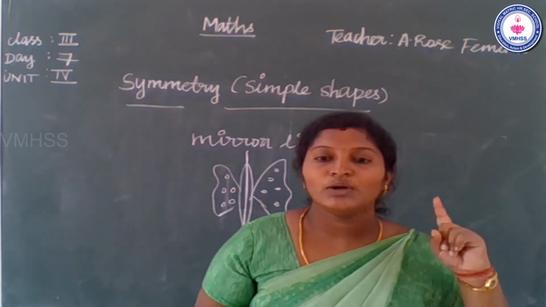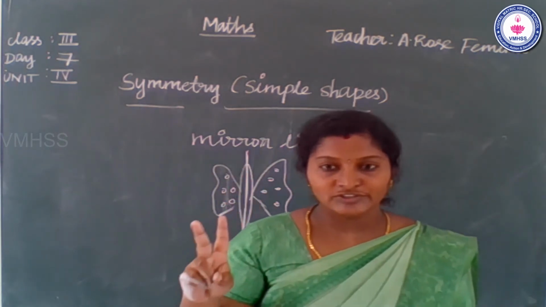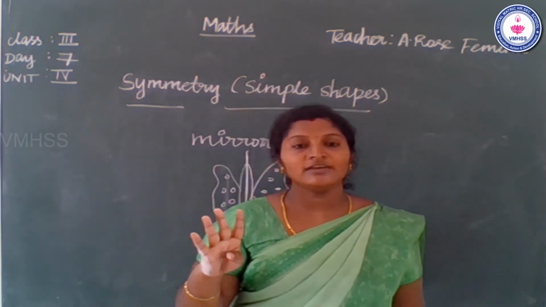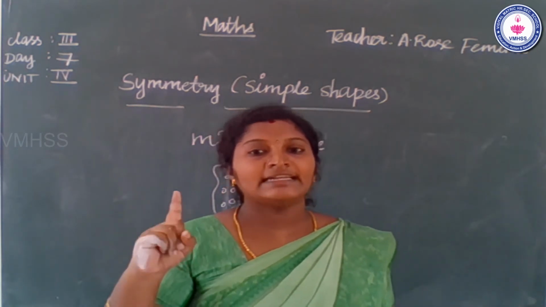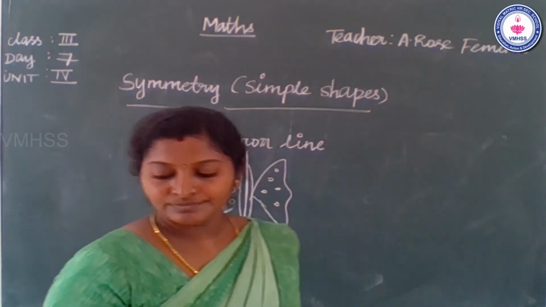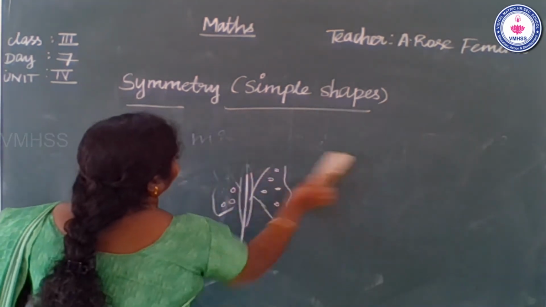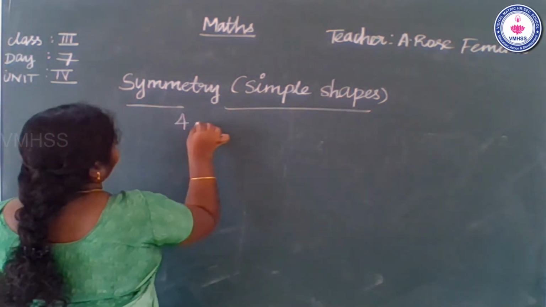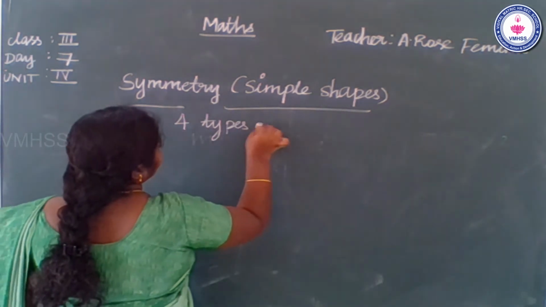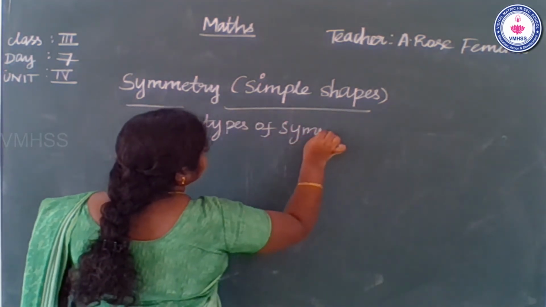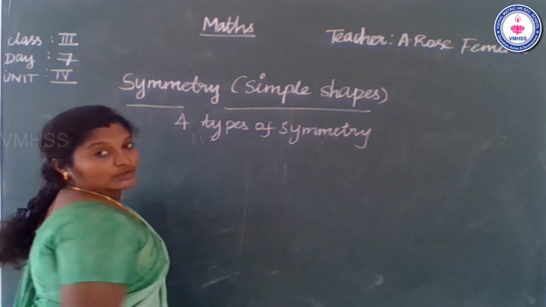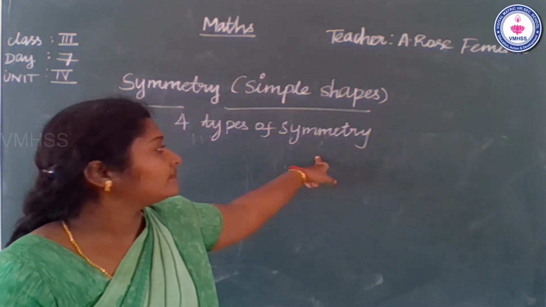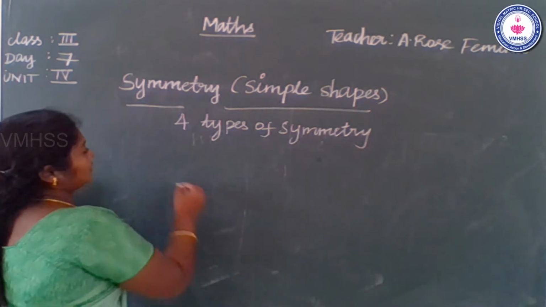What are the main four types of symmetry? You know already. Once again we recall. See the board. Four types of symmetry. What is the first one? Translation.